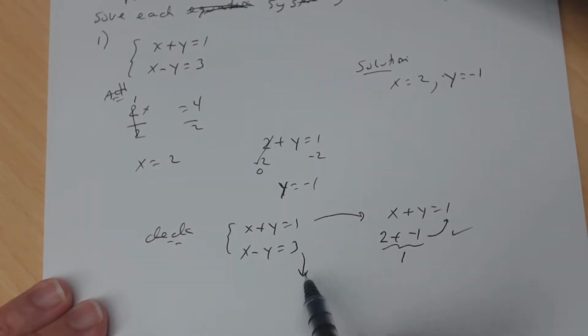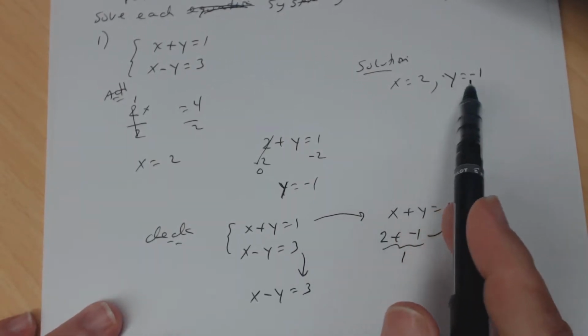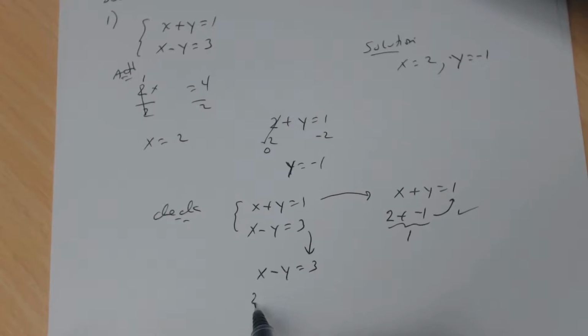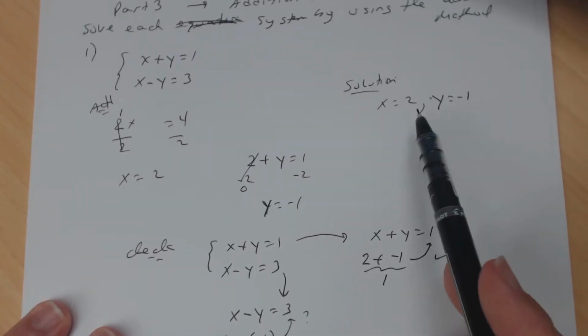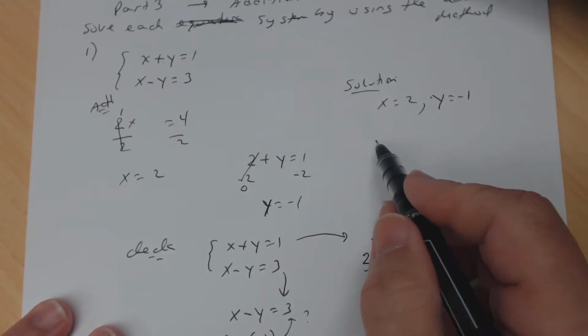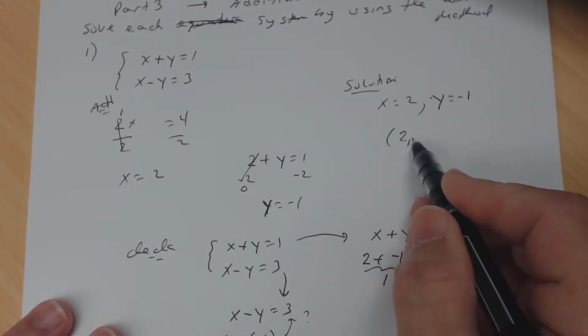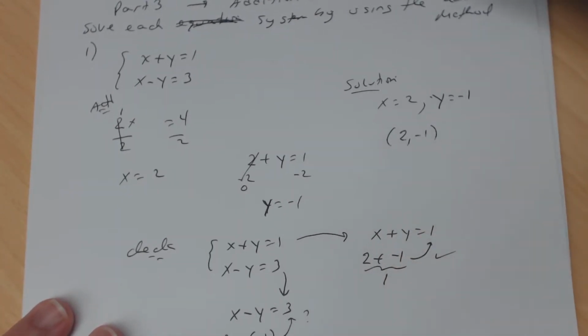We got to do the other one too. It's got to check both of them. x minus y equal 3. So x is 2, y is negative 1. So is 2 subtract a negative 1 the same thing as 3? That's the question. Well, remember, subtracting negative 1 means the same thing as adding the opposite. So it's 2 plus 1. And so, yes, it does work. 2 plus 1 is 3. All right, so your solution is x equal 2, y equal negative 1. As an ordered pair, it would be 2 comma negative 1. So that's your solution.